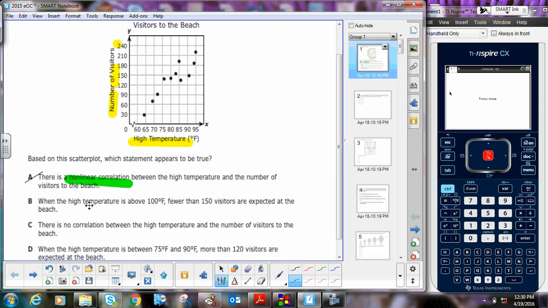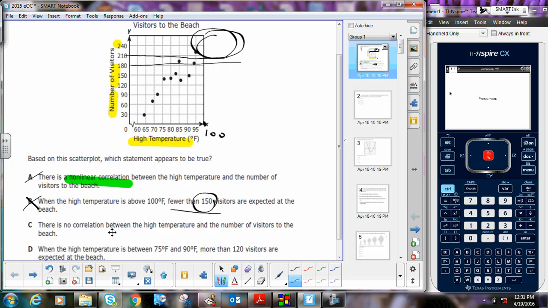Let's see. When the high temperature is above 100 degrees Fahrenheit, fewer than 150 visitors, meaning less than 150 visitors, are expected at the beach. Above 100, so this is the 100. They said less than 150 visitors. We see this correlation should go up. So up to more than what? At least more than 210, at least more than 180. So we're expecting something right here in this zone. So basically this statement is also false.